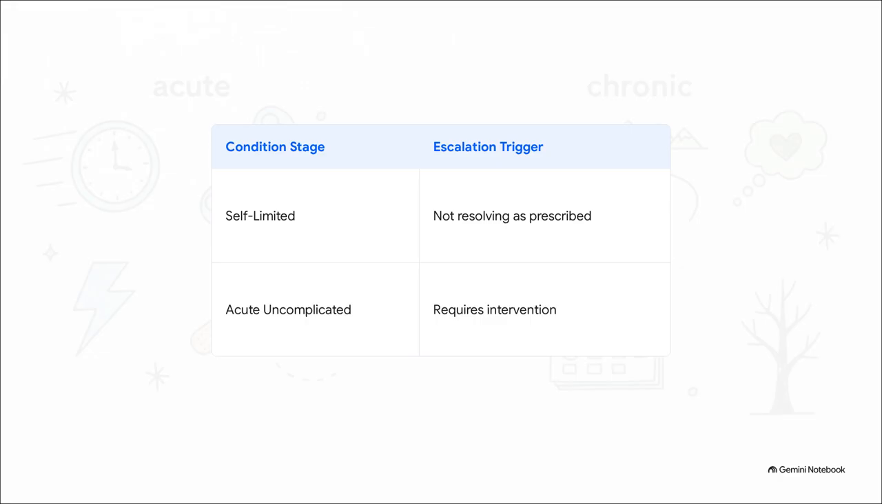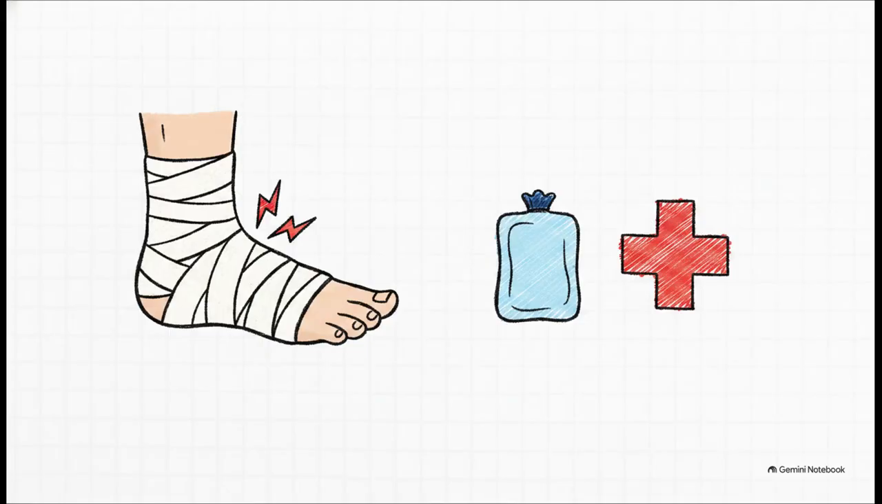Way down at the bottom, we have self-limited or minor problems. These are expected to just resolve on their own with a little time, maybe some rest. But here is the critical escalation trigger you always need to look for in the documentation. If a problem that's normally self-limited is not resolving consistent with a definite prescribed course, it officially crosses the threshold. It graduates, so to speak, into an acute, uncomplicated illness. It has essentially proven it won't go away on its own, and now it absolutely requires active medical intervention and evaluation by a provider.